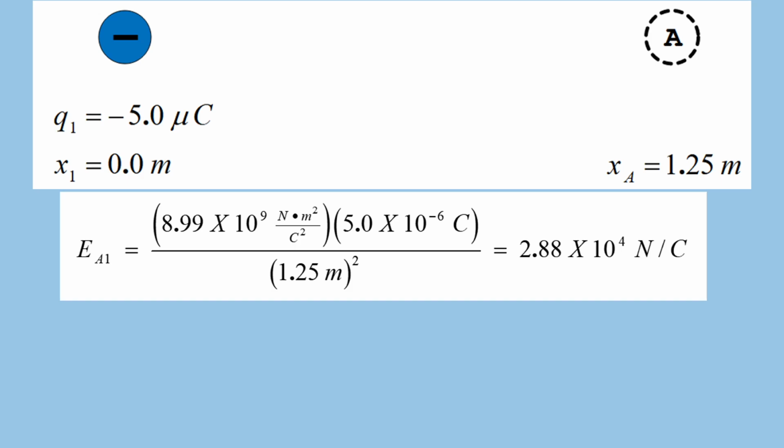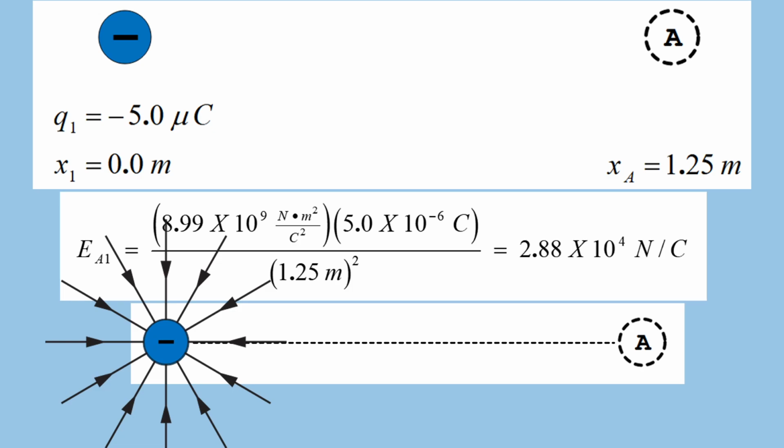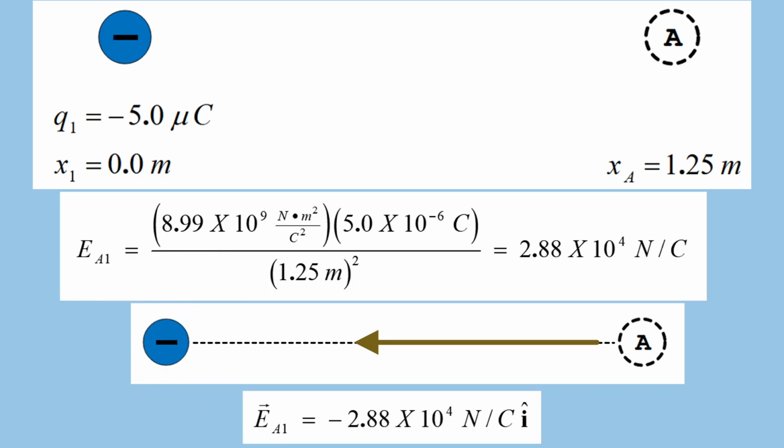Step 3. Determine the direction of the electric field at point A due to charge Q1. So, I have drawn the two items of interest. Then, I draw a line connecting these two items. Now, looking at the negative charge, I know the electric field line should point towards the negative charge. Therefore, I draw the following arrow. This arrow is in the direction of negative i hat, and so, the electric field at point A due to charge Q1 is negative 2.88 times 10 to the fourth power Newton per Coulomb, i hat.